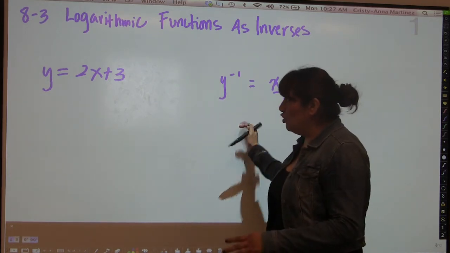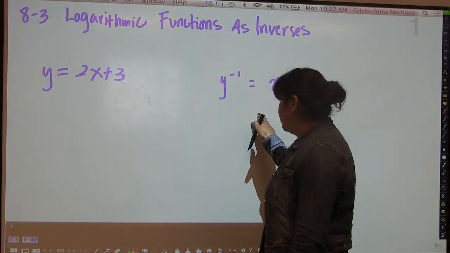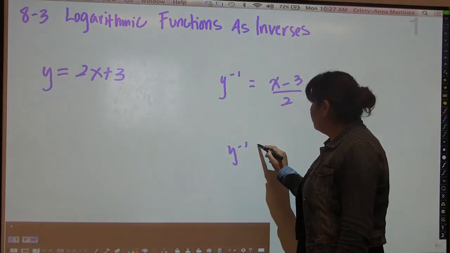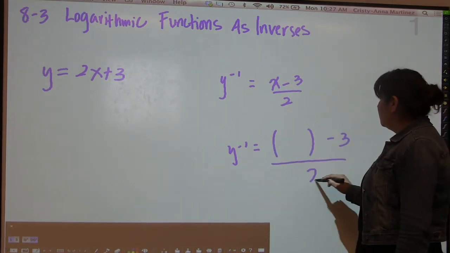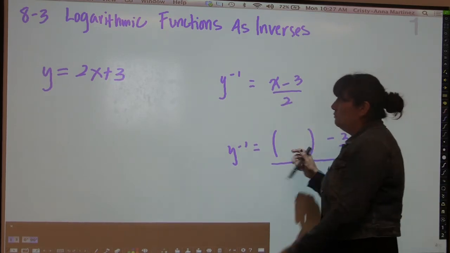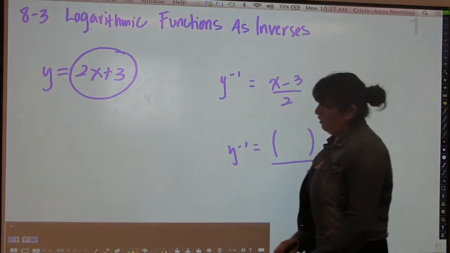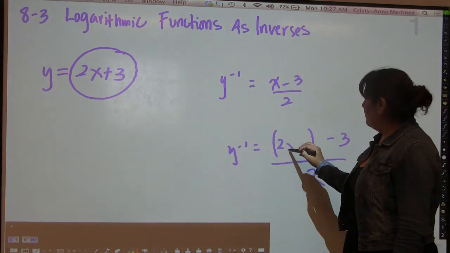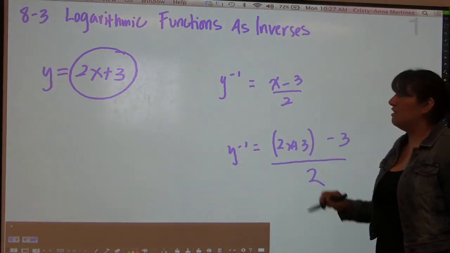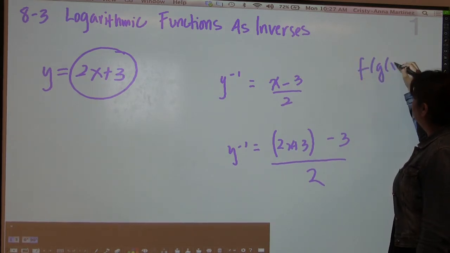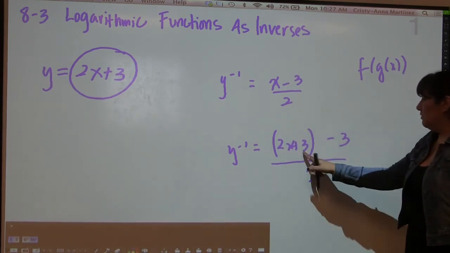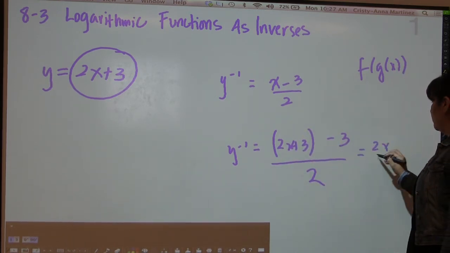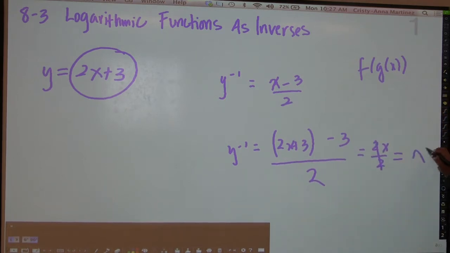What I'm saying is that when you put this function inside of that function, in other words, if I were to take the input, which is the x, and instead of putting an x in there, I'm going to input the entire original function, and I put 2x plus 3 there. This is composition. Remember f of g of x? It's all coming together now. So I put this function inside, and what happens? Plus 3 minus 3, you just get 2x divided by 2. So what you get back is x. You get x back, okay?